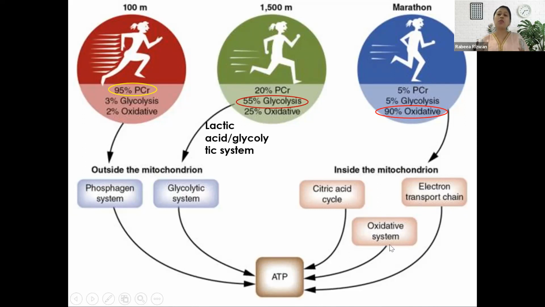These are the processes in which energy is produced in our body to perform tasks and work. If you want to see, there is a lot of detail on the citric acid cycle, Krebs cycle, and electron transport chain, which are performed by the mitochondria.